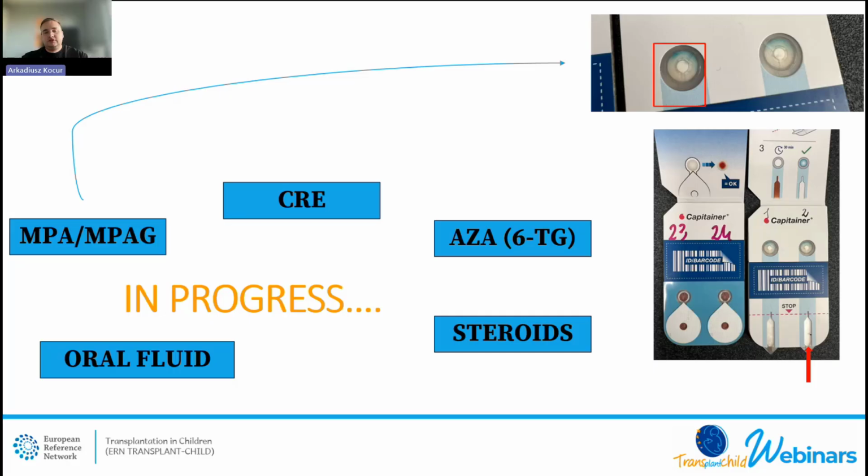And I would like to show the new system. The new system is Capitainer SEP10. It's a new system to collect plasma. The patient puts the capillary blood to this inlet, and the system filters the blood and generates dry plasma, and the circle with dry plasma should be blue if the sample is collected well. We finished the study with MPA and MPAG now, and it was a preliminary study.